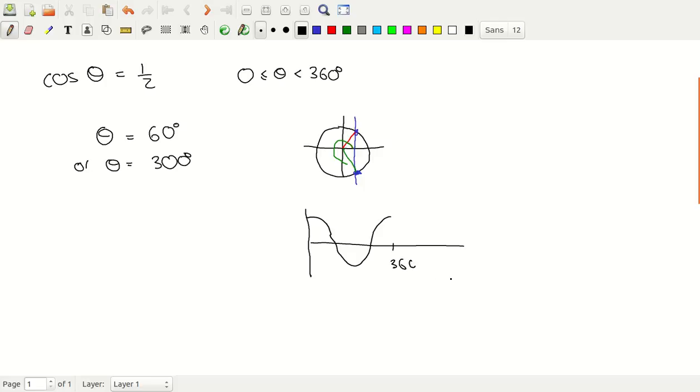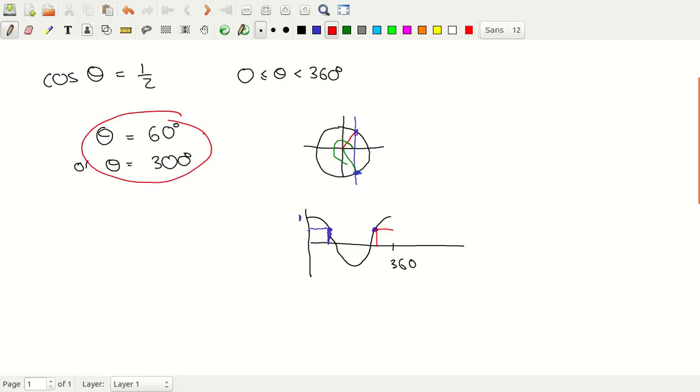This is 360 degrees. Where is this equal to 1/2? 1/2 is here. This is 1. Well, one point is here. That calculator is telling us 60 degrees. And the other point where it's equal to 1/2 is here. Our calculator tells us that's 60. So this distance here is also 60. So we get the second solution, theta equals 300.